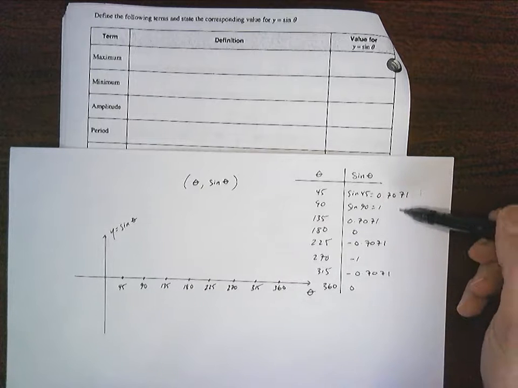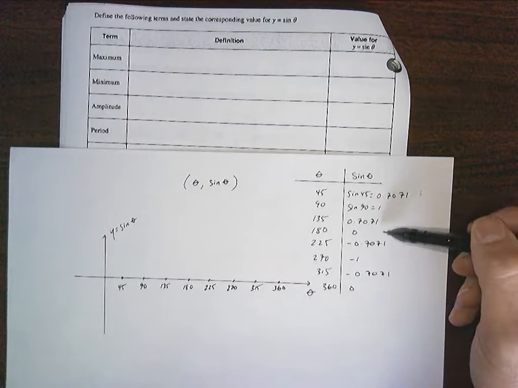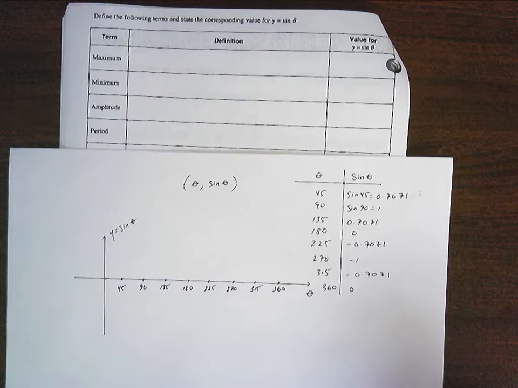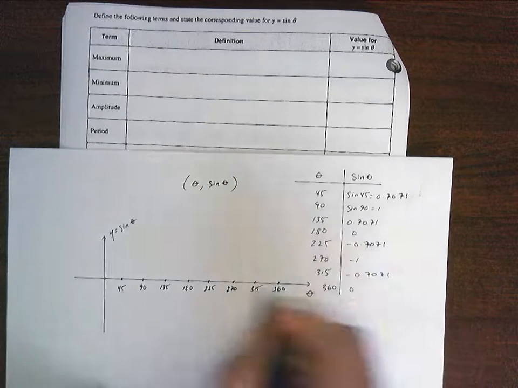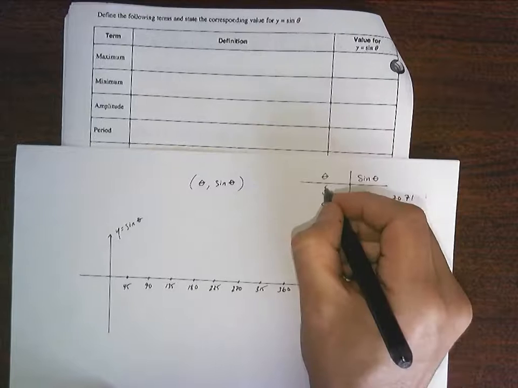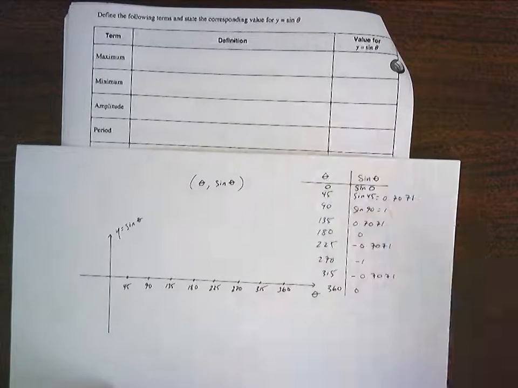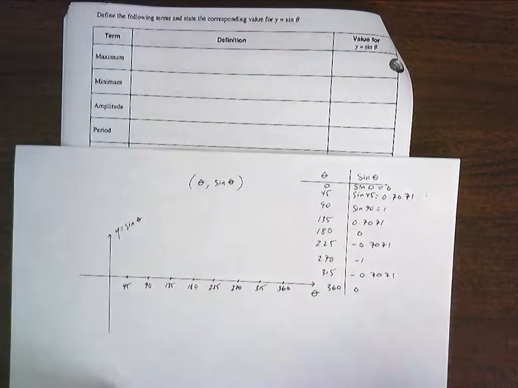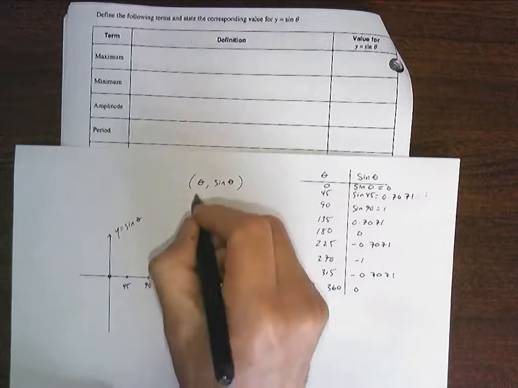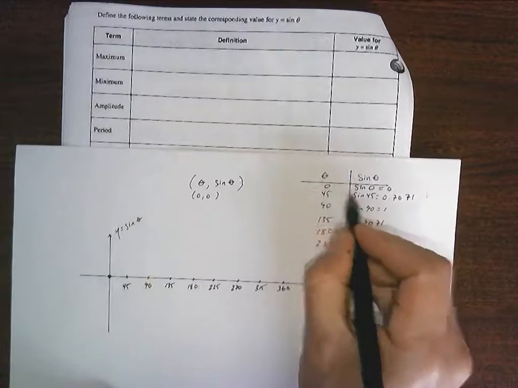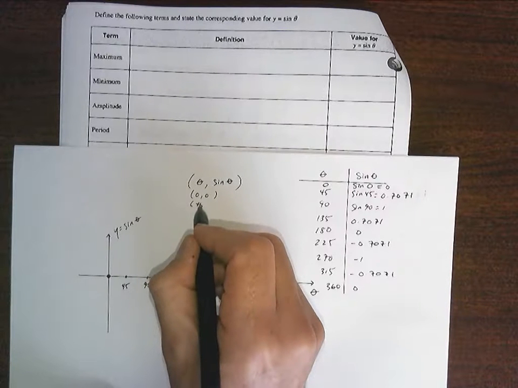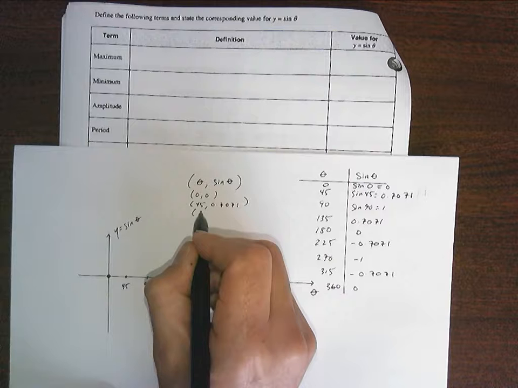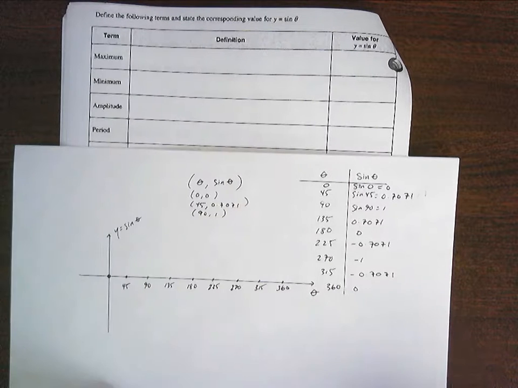All right, so we've got a pattern happening like we had in the last one. We seem to be going up to a maximum of 1, and then back to 0, then down to a minimum of negative 1, then back to 0. So what we're going to do is start plotting some of these. I didn't put in 0. Sine of 0, just in case we don't know, is 0. So the first point I'm going to plot is 0, 0. And the next one I'm going to plot is 45, 0.7071. And then it's going to be 90, 1, etc.